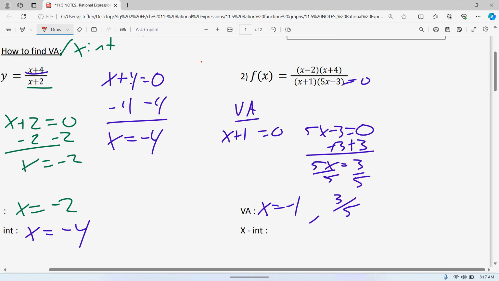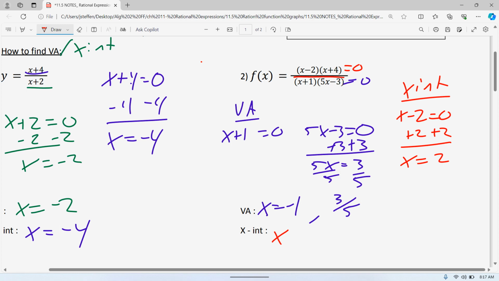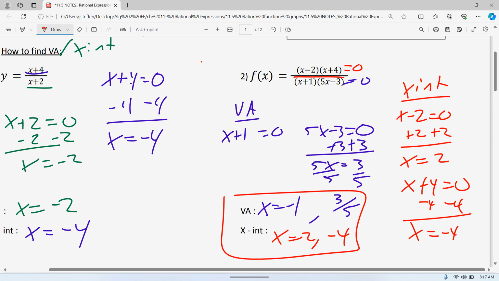And then your x-intercept, again, the same thing, except it's with your numerator. So what makes that equal to 0? Well, what makes x minus 2 equal to 0 is 2. So your x-intercept is at 2. And the other intercept, what makes x plus 4 equal to 0? Again, you don't actually have to show all your work for this, but that is -4. So we have 2 asymptotes and 2 x-intercepts.